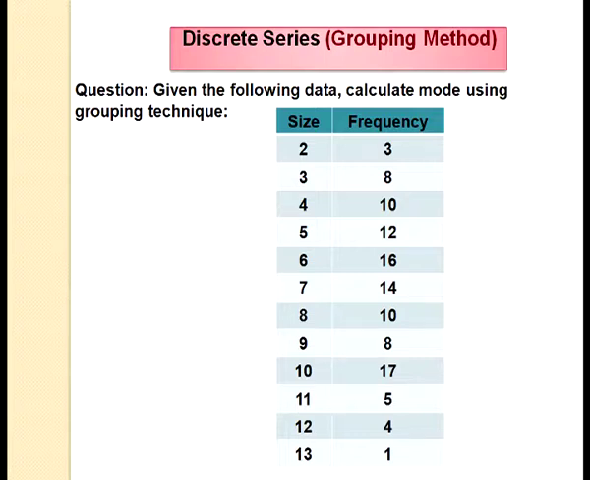Next thing, we are locating the value of the frequencies. In this particular question, though the highest frequency is not repeating, the frequencies of the highestness are nearby: 17, 16, 14. So, it is advised that we should do it by the grouping method. And please note that by the inspection method the answer comes 10 because it has the highest frequency. Let us observe by the grouping method what the mode will be.